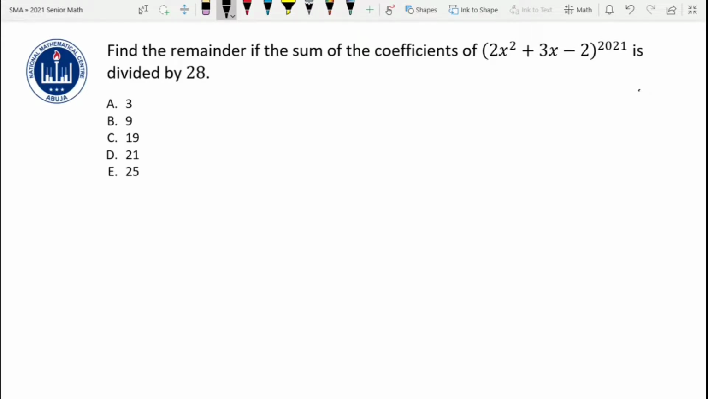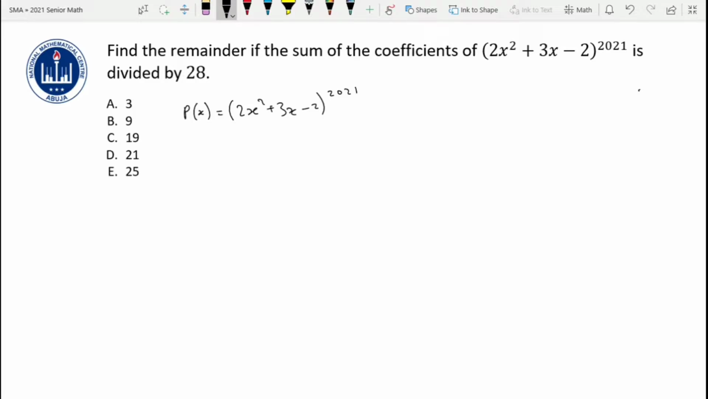Today we're going to be solving this question from 2021 Senior Maths Olympiad. We're told to find the remainder if the sum of the coefficients of (2x² + 3x − 2) raised to 2021 is divided by 28. So we'll start by defining a polynomial P(x) that is equal to the polynomial we are given, (2x² + 3x − 2) raised to 2021.